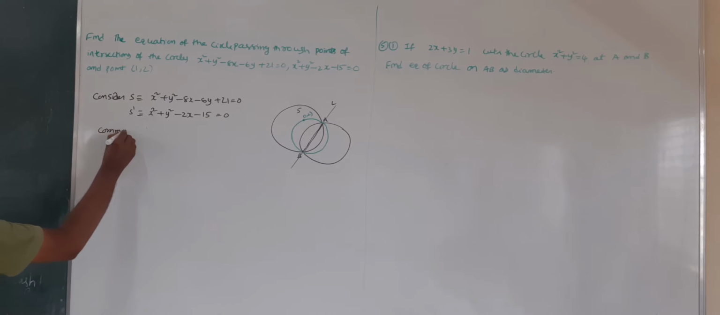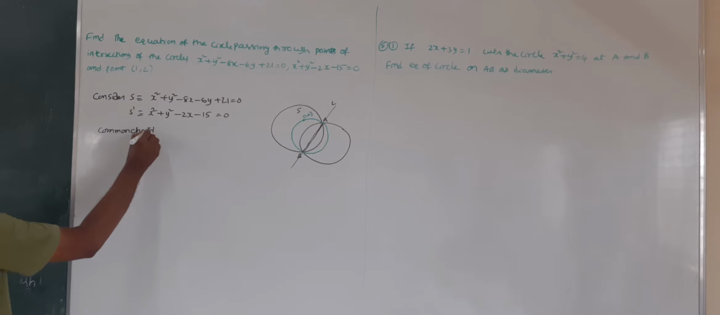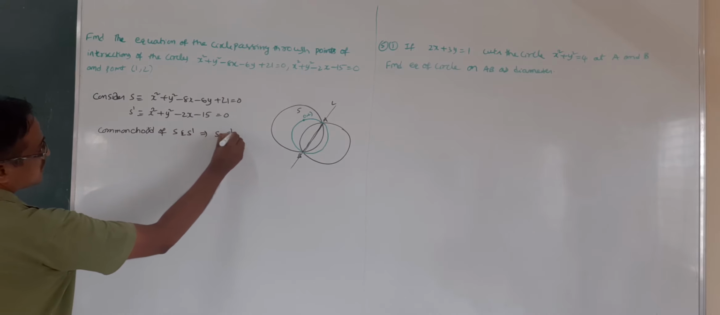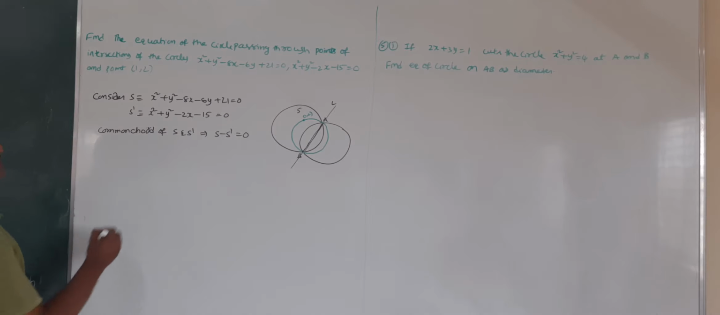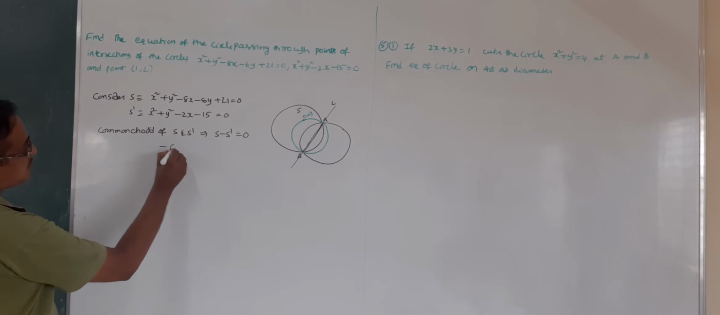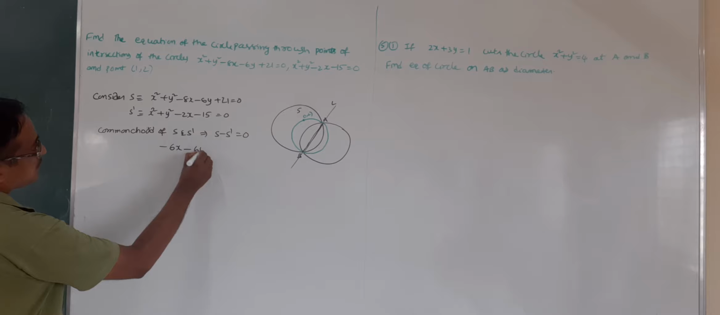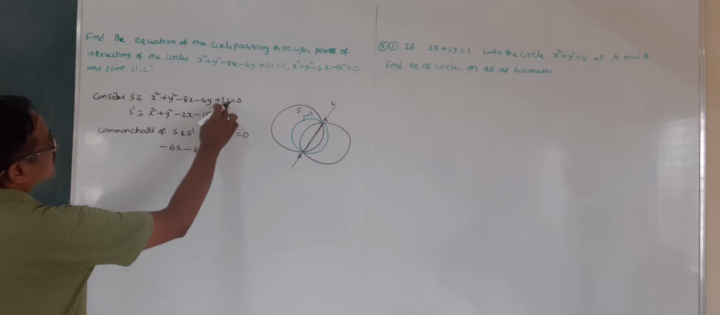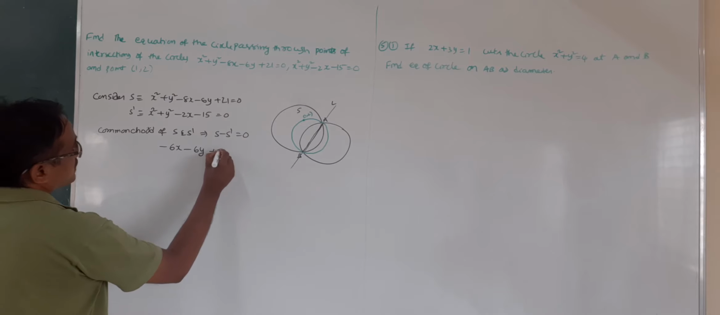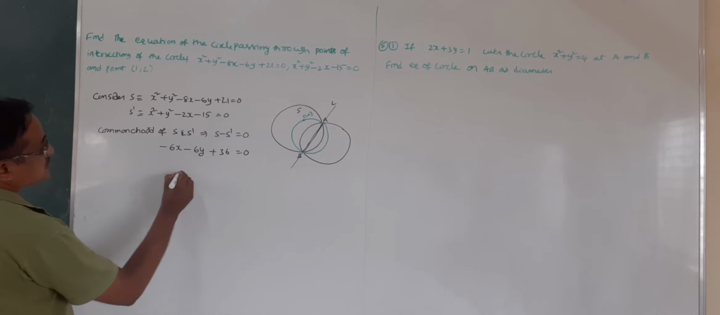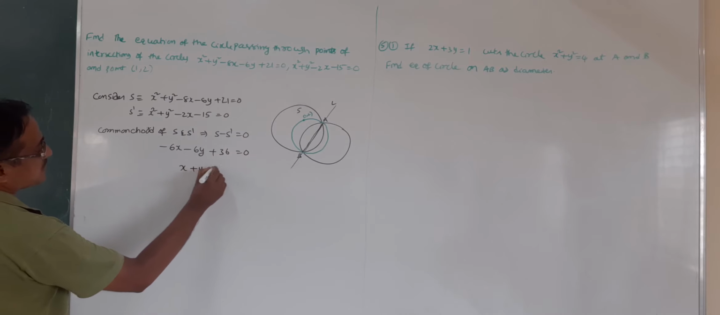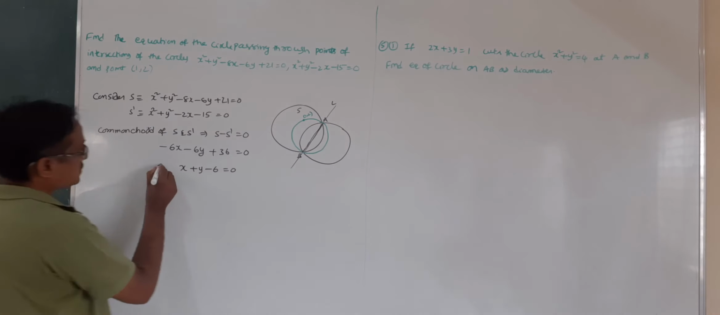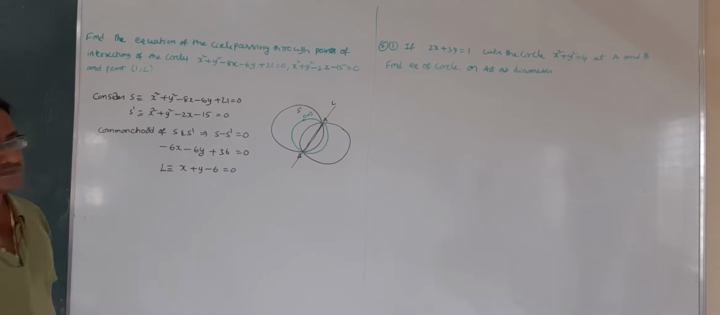So the common chord of S and S dash, that is S minus S dash, is equal to 0. It will be minus 6x minus 6y plus 21 plus 15, 36 equal to 0. So x plus y minus 6 equal to 0. This is the common chord. Let L be the common chord.